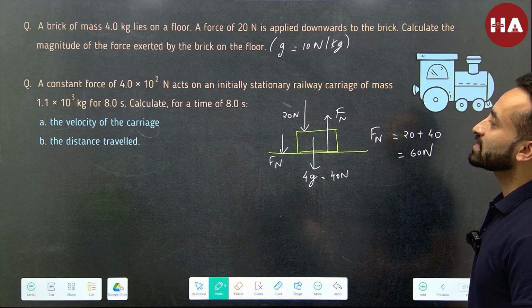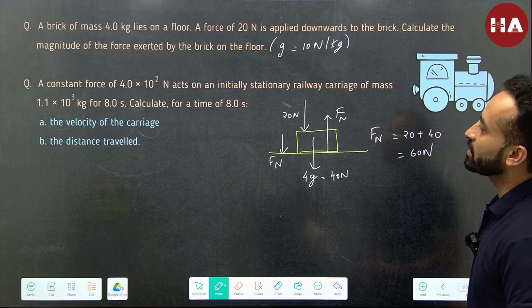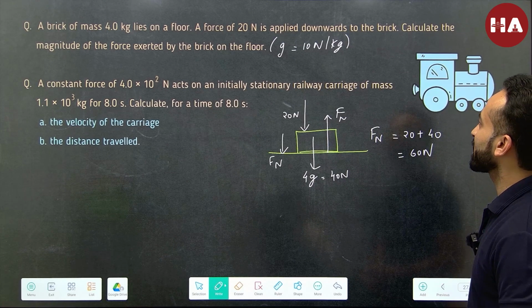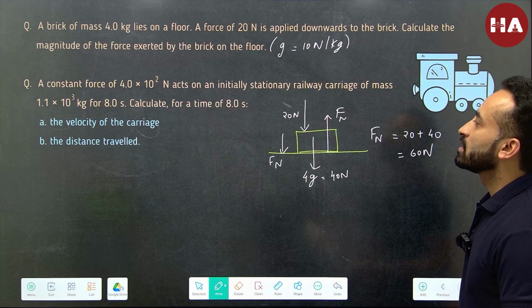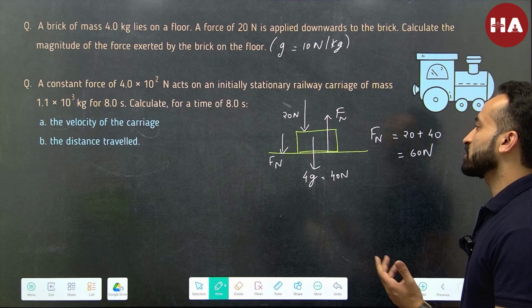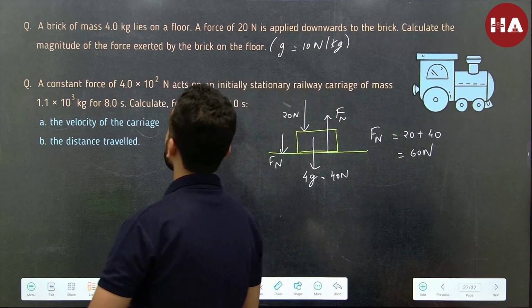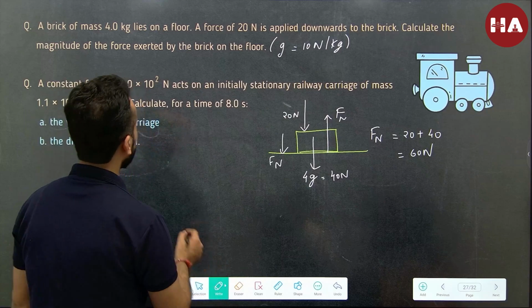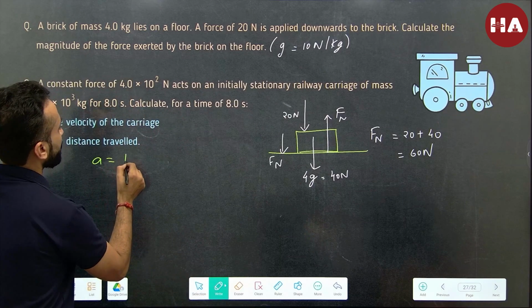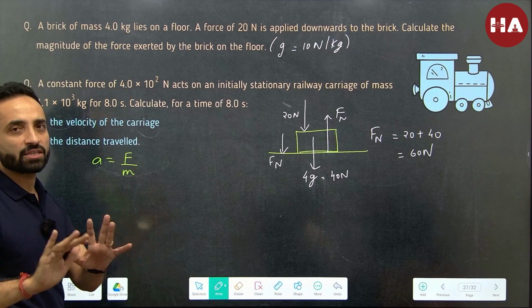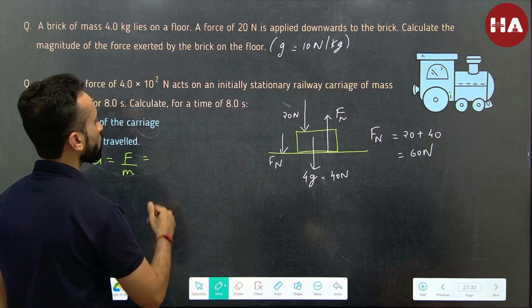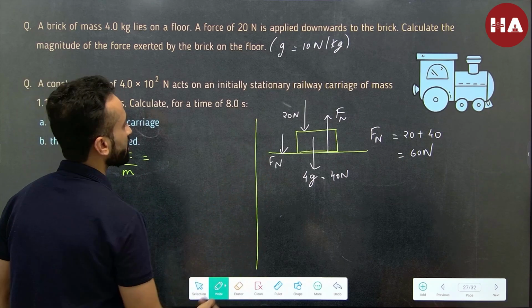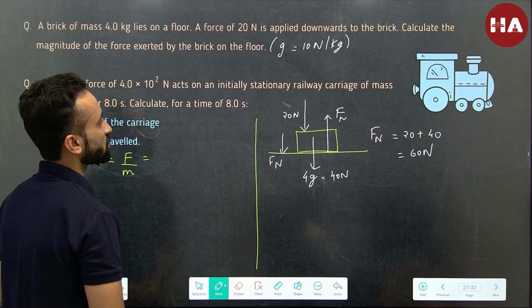Next, a constant force of this much acts on an initially stationary railway carriage. Calculate the velocity for a time of 8 seconds. Again, this is something very easy for us. We have done such questions, so let's quickly do that. This is just to give you practice, so that you are more confident before we start the main thing of this chapter.